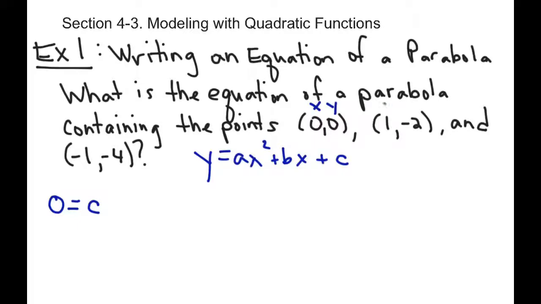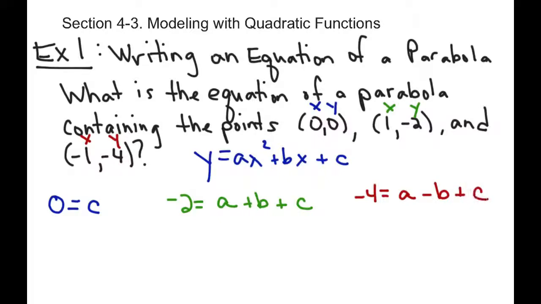Now I'm going to do this again with 1, negative 2. Y is negative 2, so I get negative 2 is equal to, when I plug in 1 for x, a times 1 squared, which is 1a, plus b times 1, which is b, plus c. Now I'm going to plug in negative 1, negative 4. Negative 4 is equal to, negative 1 when you square it is a positive 1, so I get 1a, b times negative 1 is negative 1b, plus c.